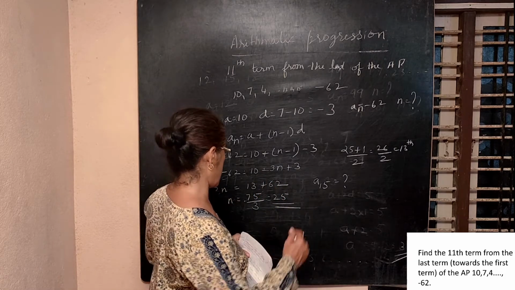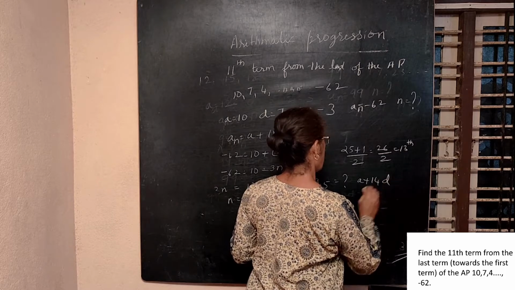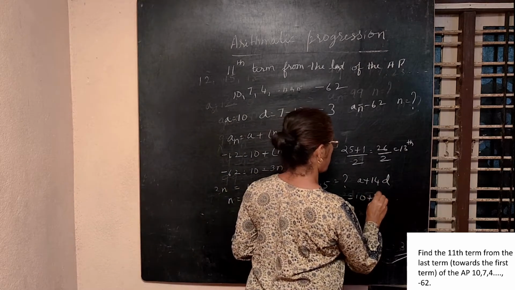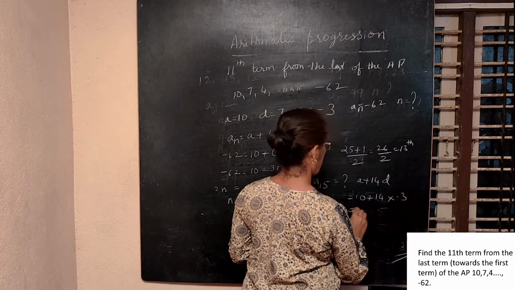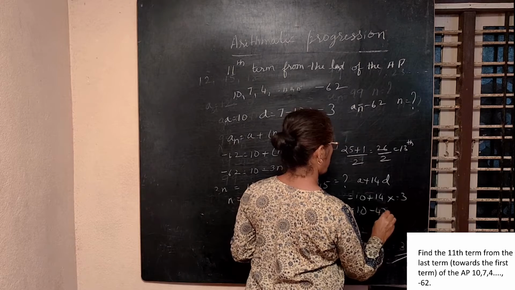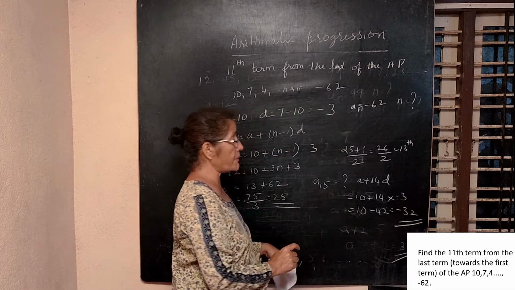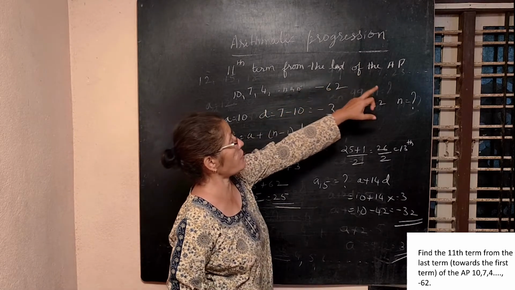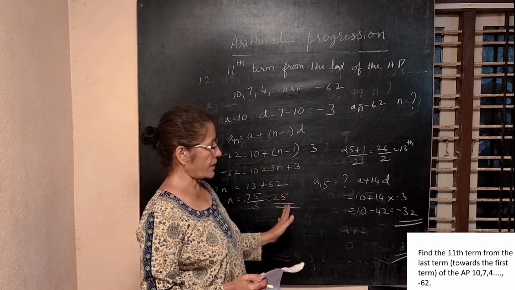So, A15 is equal to A plus 14D, which is A10 plus 14 into D. D is equal to minus 3. So, 10 minus 42 is equal to minus 32, which is the number situated at the 11th place from the last. This is one of the methods.